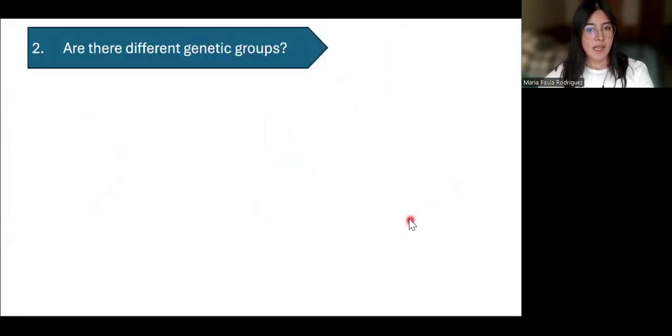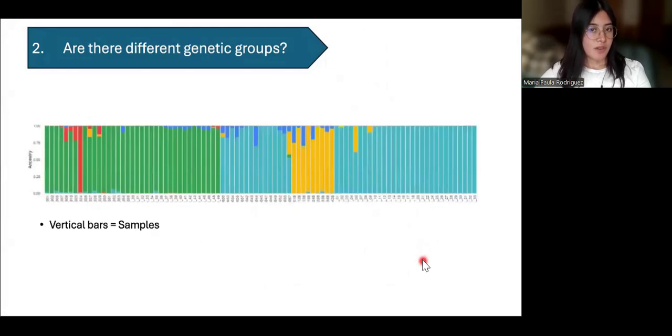Then, I examined in more detail genetic differentiation across populations by asking how many differentiated genetic groups of cutthroat can be identified in the river. Before sharing what I found, I will first explain how to interpret these results.